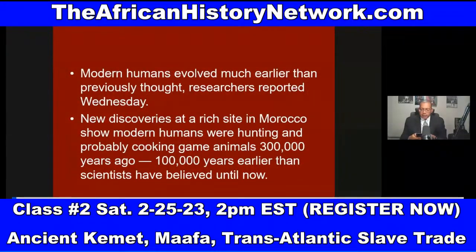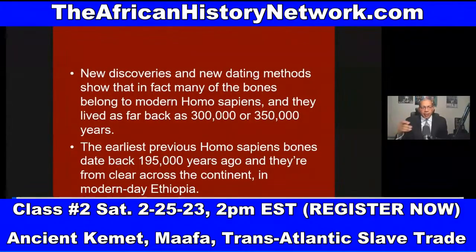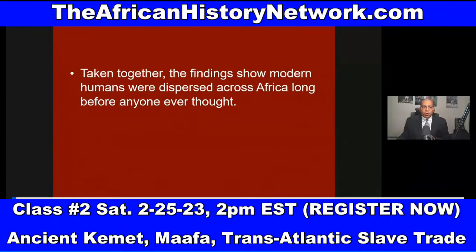This is over 100,000 years earlier than the discovery in Ethiopia that dates back about 195,000 years ago. New discoveries and new dating methods show that many of the bones belong to modern Homo sapiens, and they lived as far back as 300,000 or 350,000 years ago. The earliest previous Homo sapiens bones date back 195,000 years ago, and they're from clear across the continent in modern-day Ethiopia. Taken together, the findings show modern humans were dispersed across Africa long before anyone ever thought.